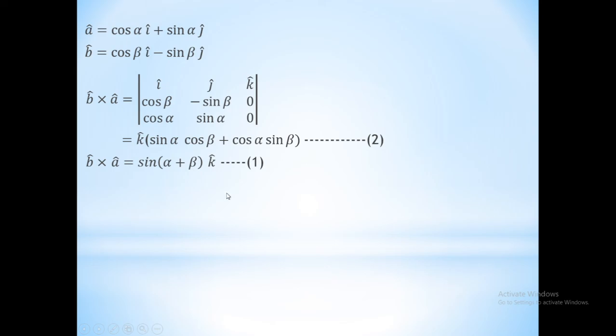Already, equation 1 we framed in the previous slide is sin of alpha plus beta into k cap. So this is 1 and this is 2. Both are the same, so you can equate and write. Both being the same, this k cap and k cap can be cancelled. So what remains is what we have to prove. So we have proved that sin of alpha plus beta is equal to sin alpha cos beta plus cos alpha sin beta. And that's all. Thank you.